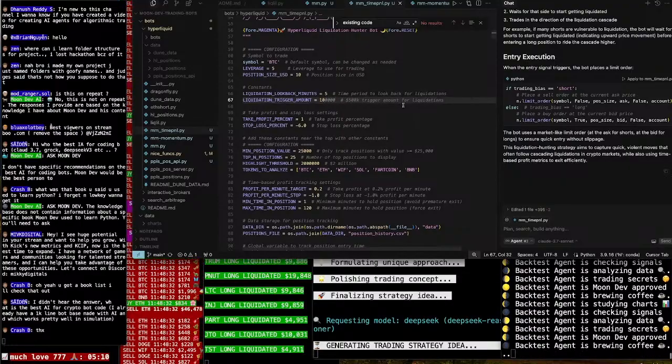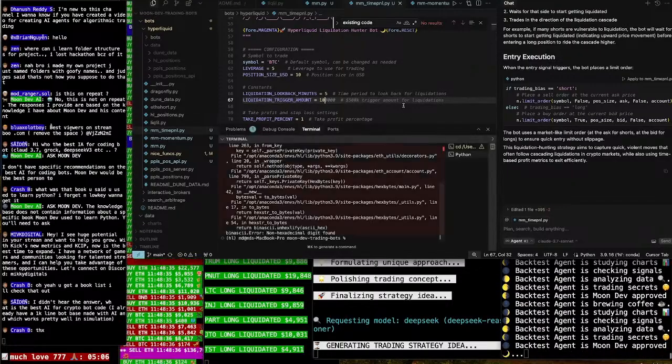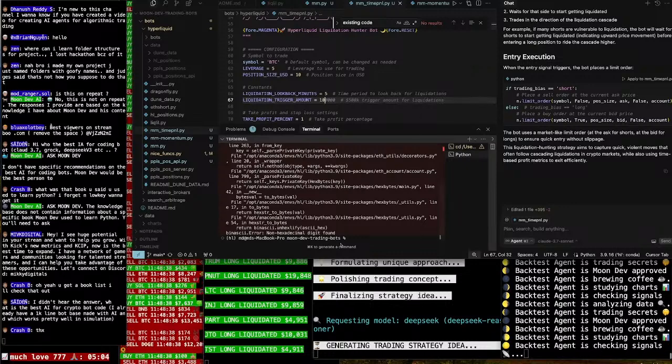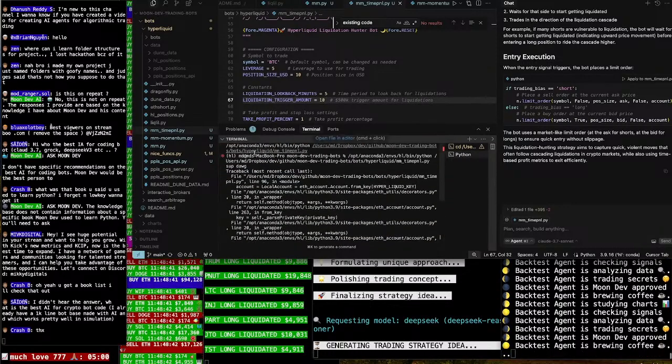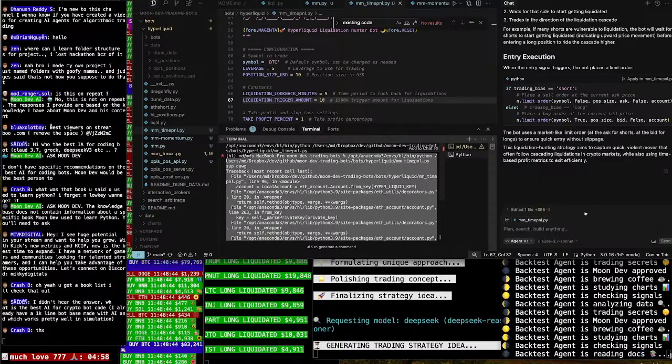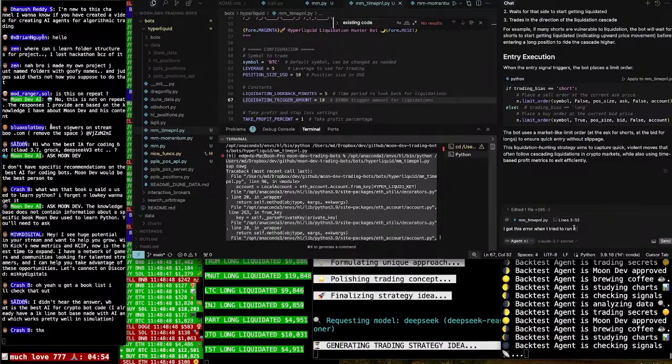Let's go ahead and run this. It should enter. Position size, USD. Okay. I got this error when I tried to run it.